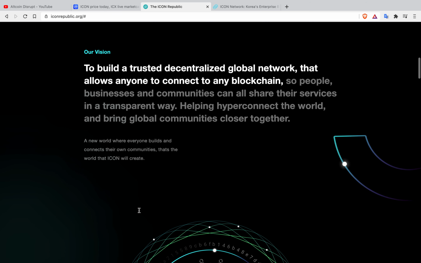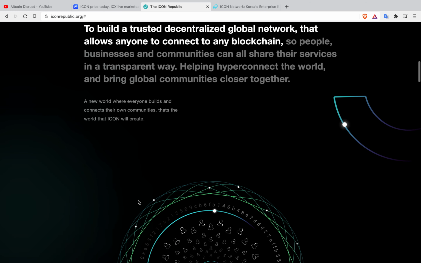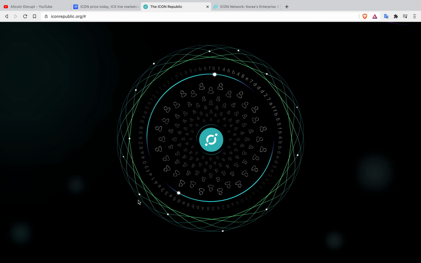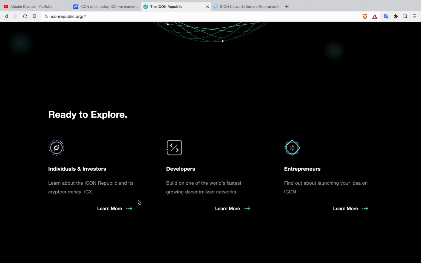That's a mouthful. That's a lot. So, a new world where anyone can build and connect their own community, and that's the world Icon wants to create. And now that more people are starting to learn how to develop apps, learn how to code, cryptocurrencies have come at the right time to planet Earth, to be honest, because more people are coding more than ever, right? And Icon is making it possible to make this even easier. They want you to embrace what they've got going on. So individuals and investors alike, developers build on the world's fastest growing decentralized network, and of course they welcome entrepreneurs.